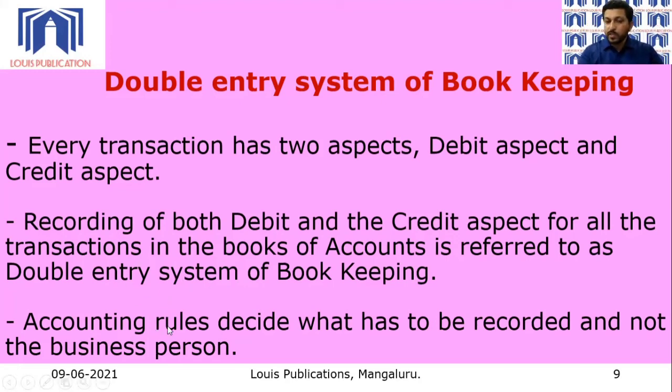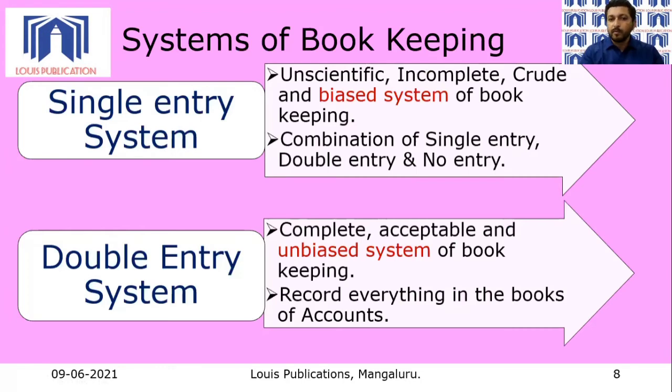So as I mentioned previously, accounting rules decide what has to be recorded and not the business person. So it is the accounting rules that tell us that this has to be recorded. Now, if I go back to single entry system of bookkeeping, here we saw it is a combination of single entry, double entry, and no entry. Meaning, from the businessman's point of view, for a few transactions he will record only one aspect. So single entry. For a few transactions, he will record both the aspects. So double entry. And for a few of the transactions, he will not record any of the aspects. So no entry at all. That's why we say single entry system is a combination of single entry, double entry, and no entry.